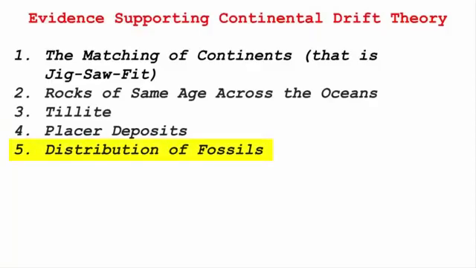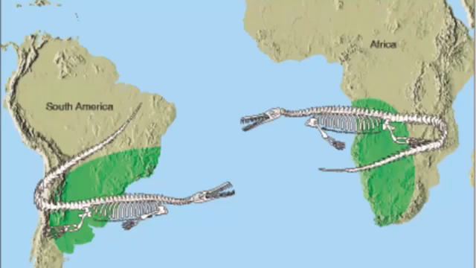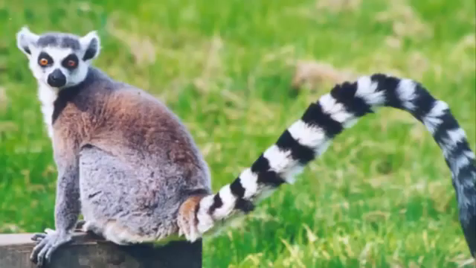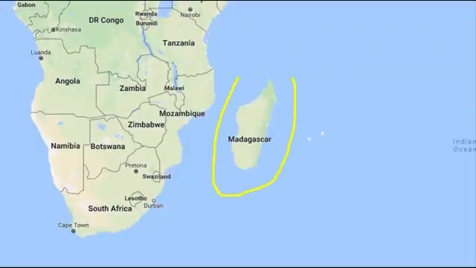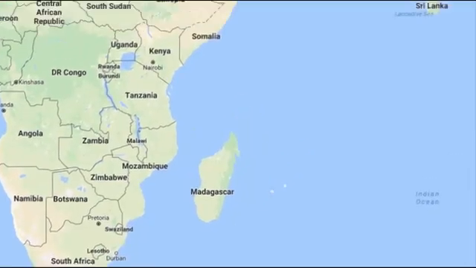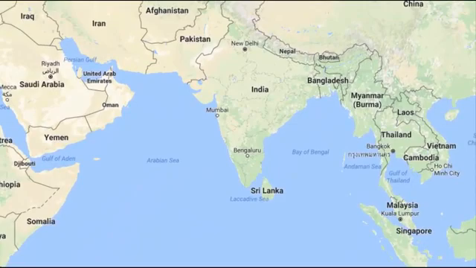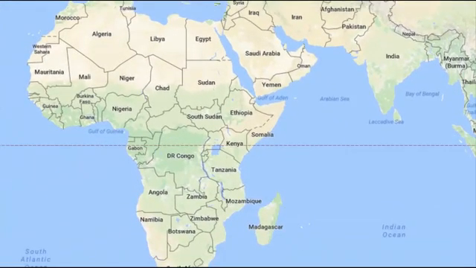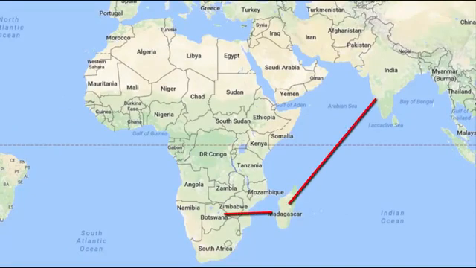The fifth and the last evidence is the distribution of fossils. When identical species of plants and animals are found in different landmasses, that provides strong evidence that everything once upon a time was a single large landmass. The lemur is one such species that is very famous in Madagascar. Now fossils of this species were also found in India. Though it is said that lemurs originated in Africa, linking these 3 landmasses, you can easily see there is a correlation.